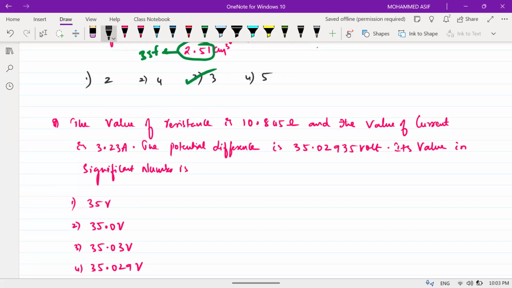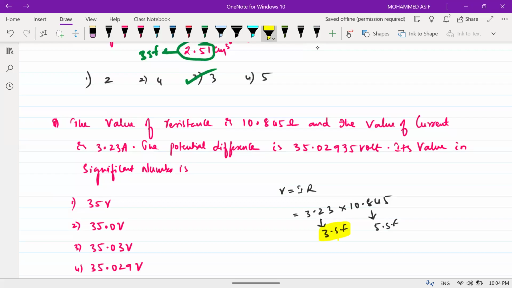See, this is a product, potential difference. V is equal to I into R. That means multiplication. In multiplication, the value of current is 3.23 ampere. Resistance is 10.845 ohm. This one has 5 significant figures. This one has 3 significant figures. So your answer should be in how many significant figures? 3 significant figures. Am I clear?